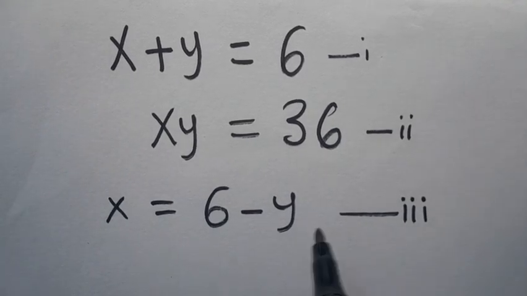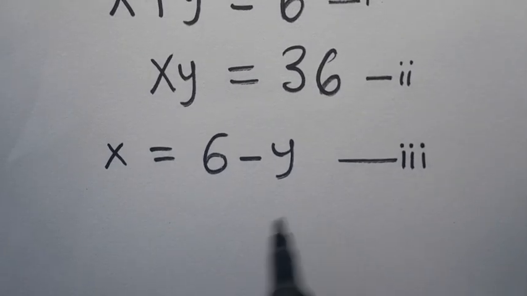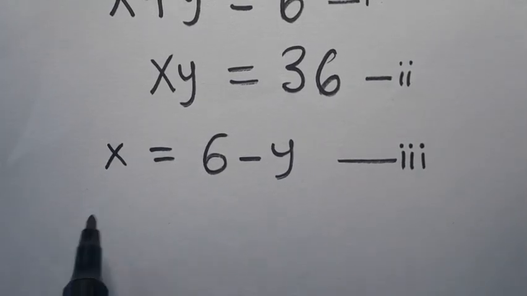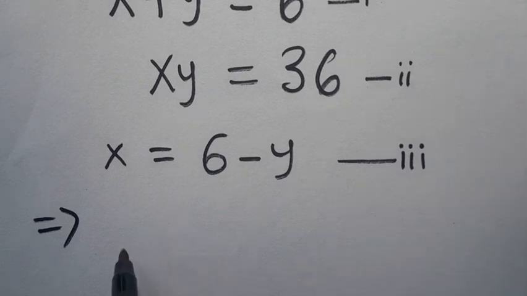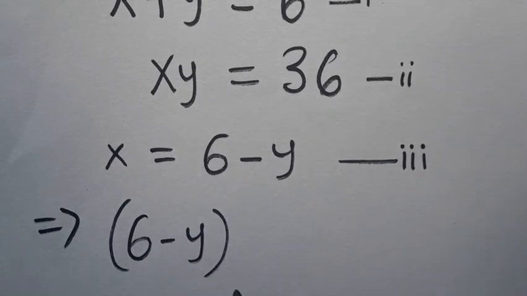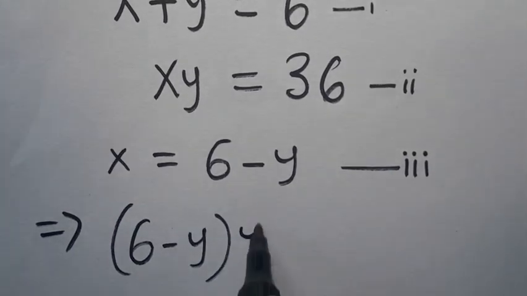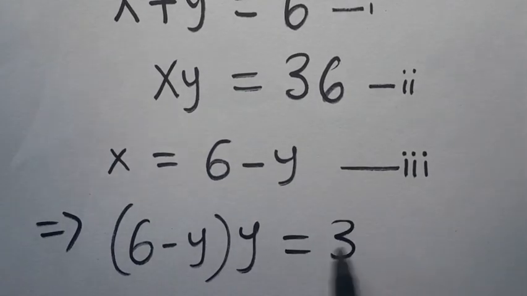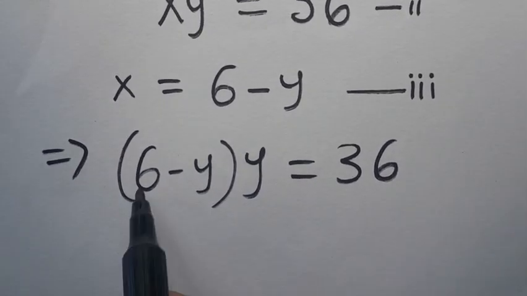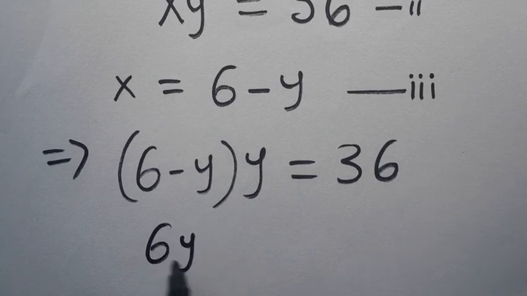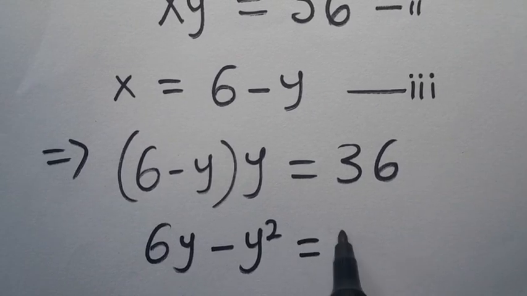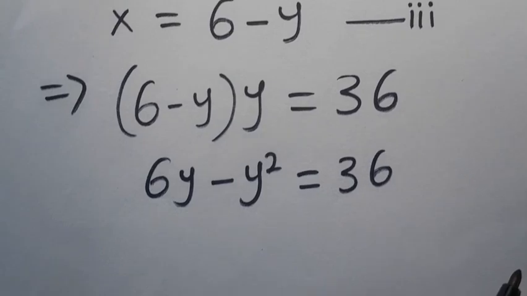So when we name this as equation 3, let's substitute equation 3 into equation 2. This implies we have 6 minus y, then multiplied by y equals 36. By opening the bracket, this times this we have 6y, and this times this we have minus y squared, equals 36.